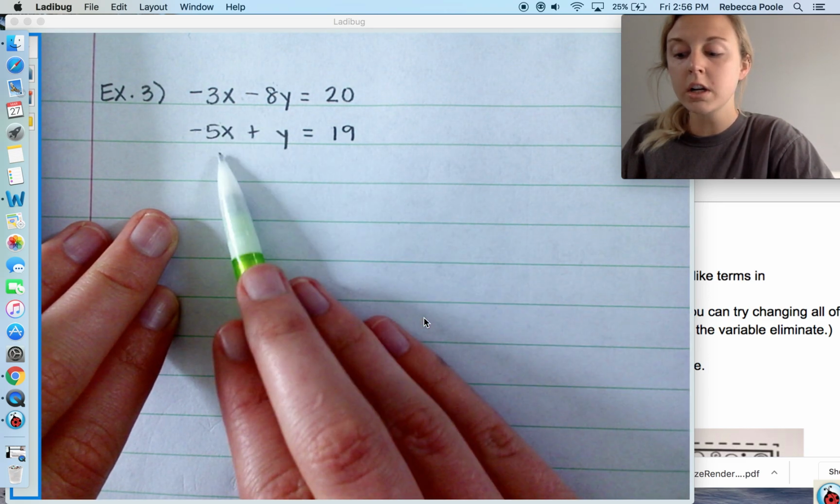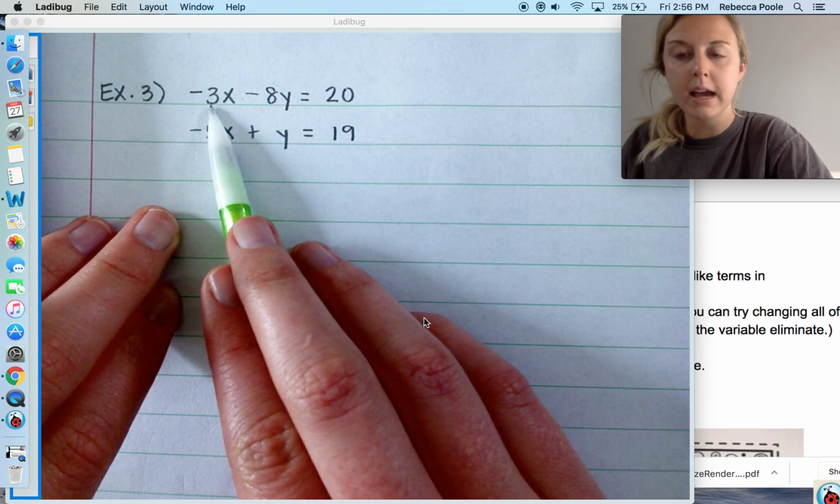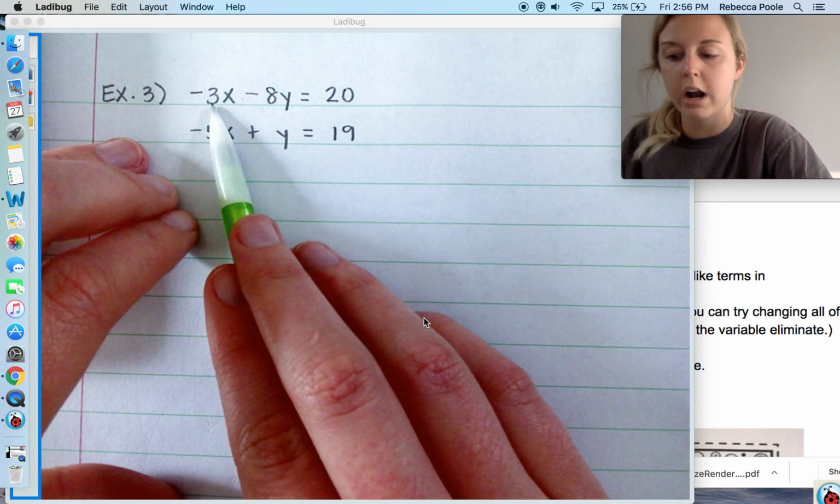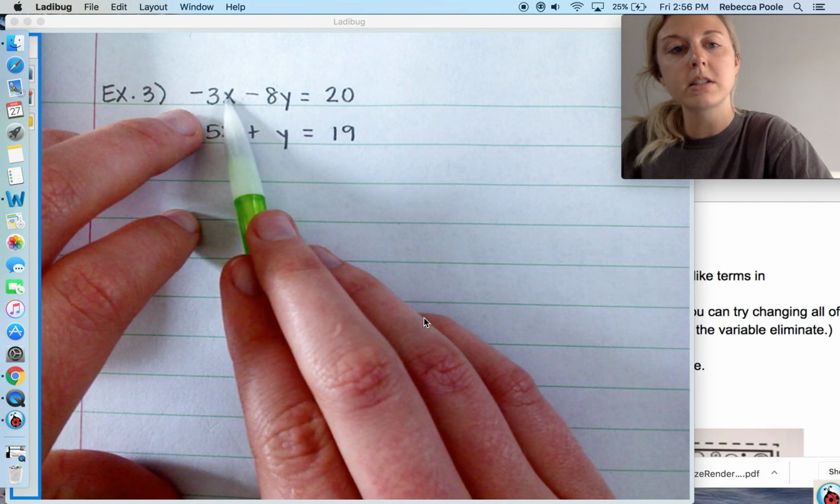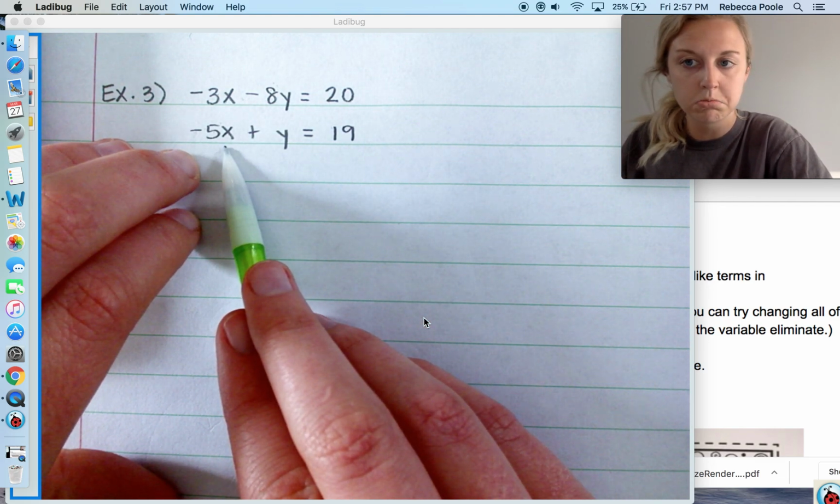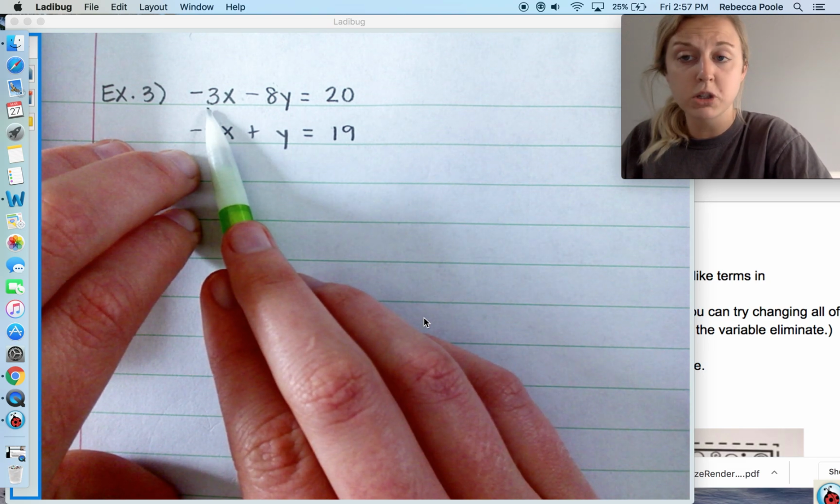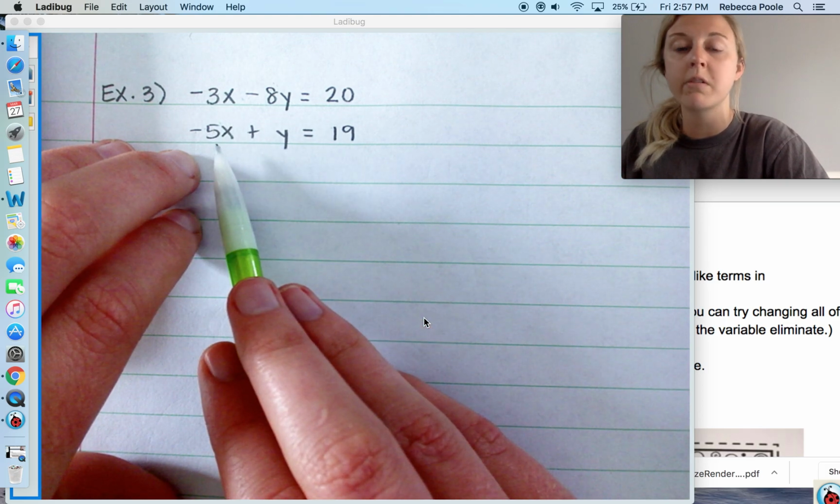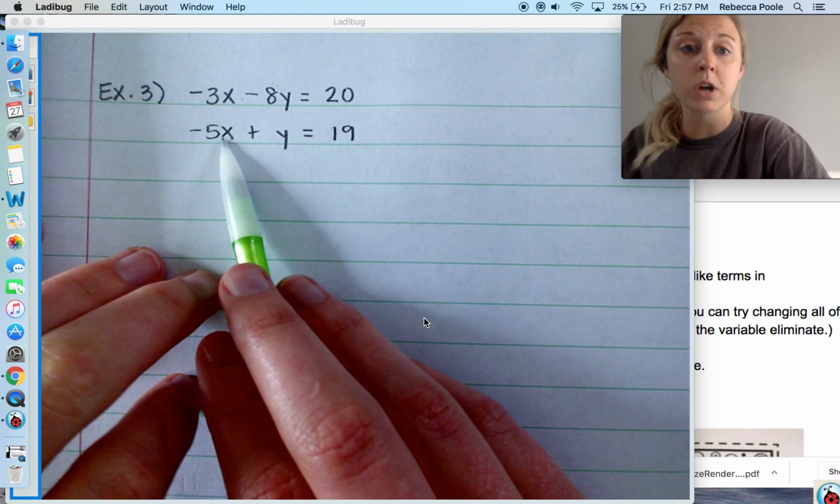My x's aren't going to eliminate. If I multiply 3 times 2, because that would be the next biggest thing, you don't multiply by 1 because it doesn't change, right? If I multiplied 3 by 2, 3 times 2 is 6. Are 6 and 5 going to cancel? No. 3 times 3 would be 9, are 9 and 5 going to cancel? No. 3 times 4 would be 12, 12 and 5. They won't cancel. The x's will not cancel, right?